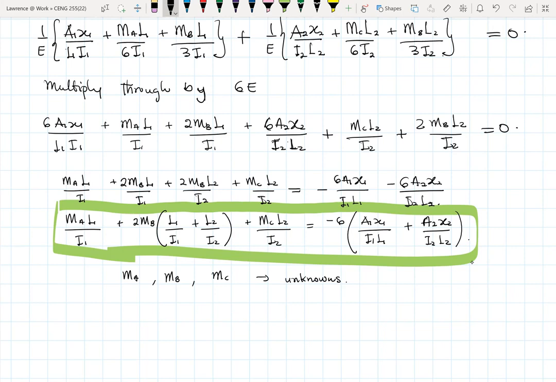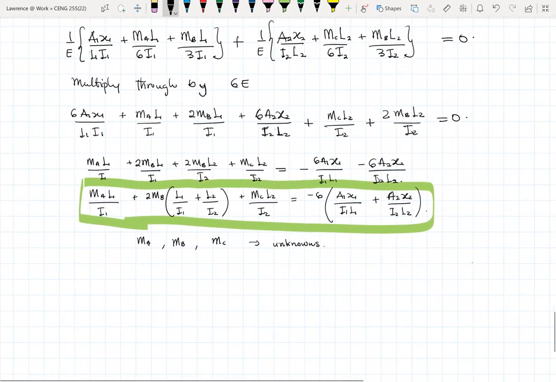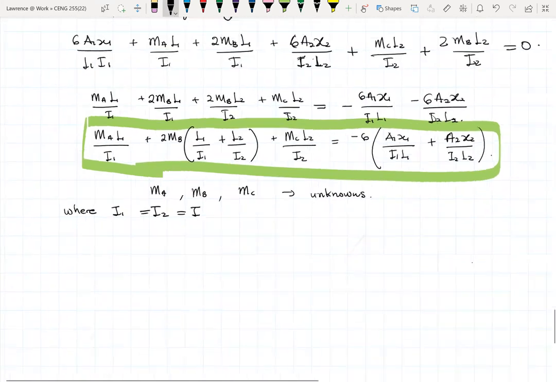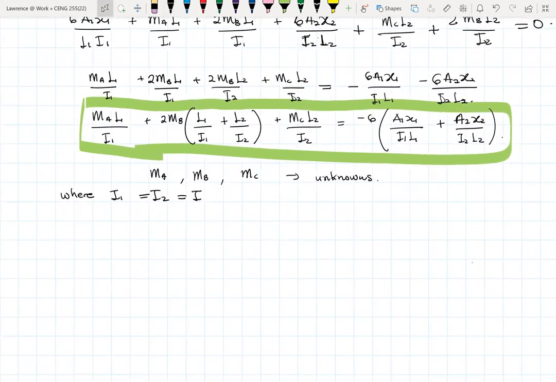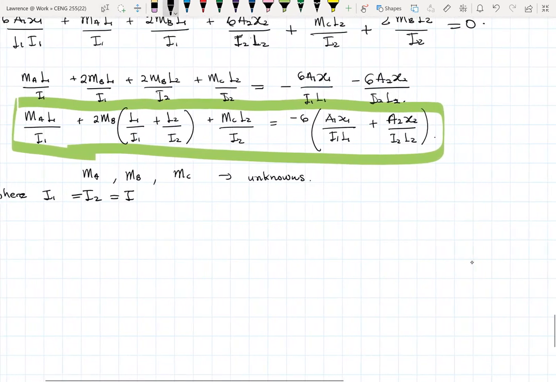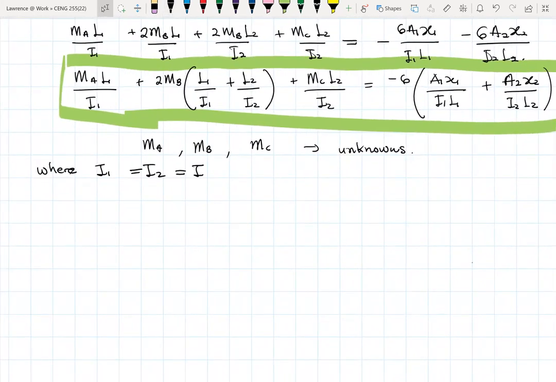Now, a simplified version of this equation would apply in the case where I1 is equal to I2 is equal to I. If both sections of the beam have the same geometry, which means they have the same moment of inertia, then our equation reduces to simply MA L1 plus 2MB.